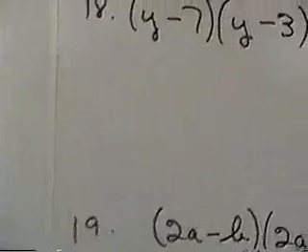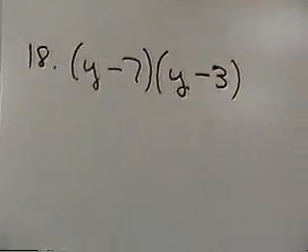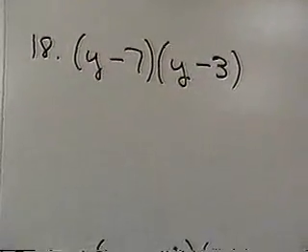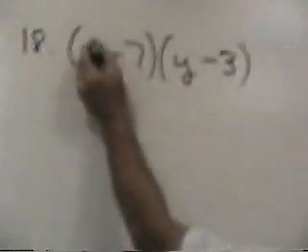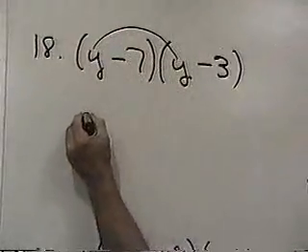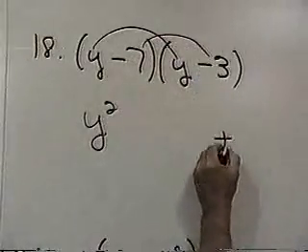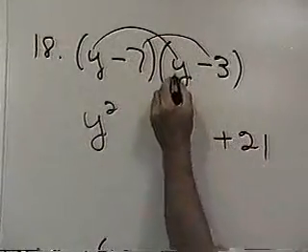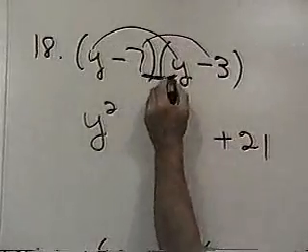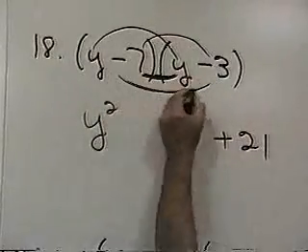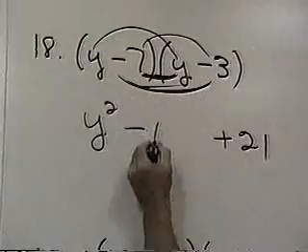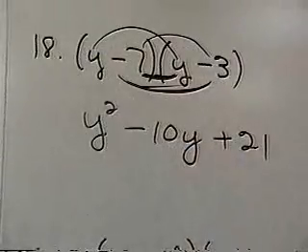Let's look now at the next example, problem 18. Okay, here we have first times the first, y squared, last times the last, 21, inside is minus 7y, outside minus 3y, that adds up to a minus 10y.